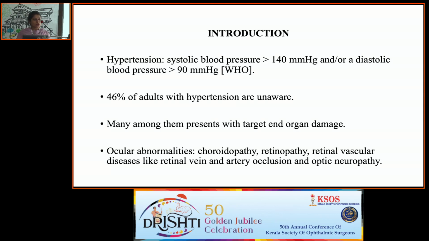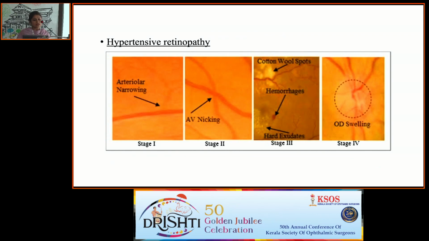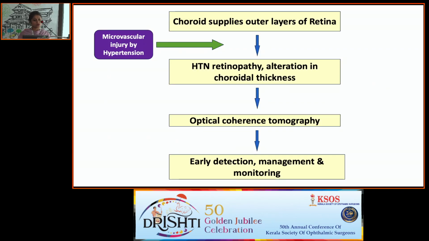Hypertension causes ocular abnormalities like choroidopathy, retinopathy, vascular occlusions, and optic neuropathy. Keith Wagner has graded hypertensive retinopathy into 4 stages. Stage 1 with arterial narrowing, stage 2 with AV nicking changes, stage 3 with hard exudate, cotton wool spot, hemorrhages, and stage 4 with optic disc swelling.